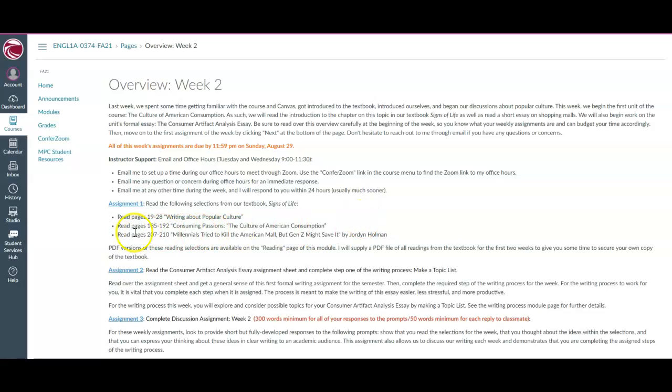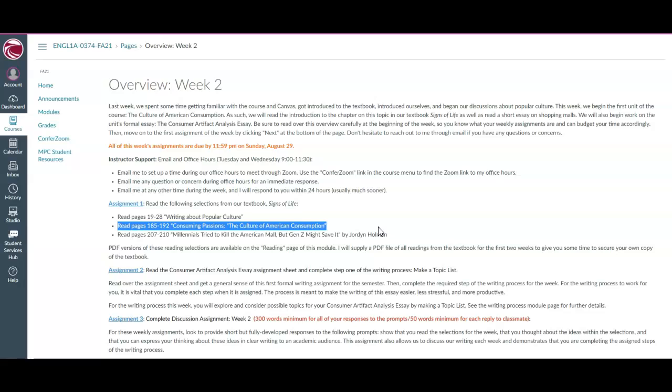Then once you're done with that, flip over to page 185. So we are diving fairly deep into the textbook. We're not starting with chapter 1. We're actually starting with chapter 3. Take a look at the introduction to this chapter called Consuming Passions, the Culture of American Consumption.